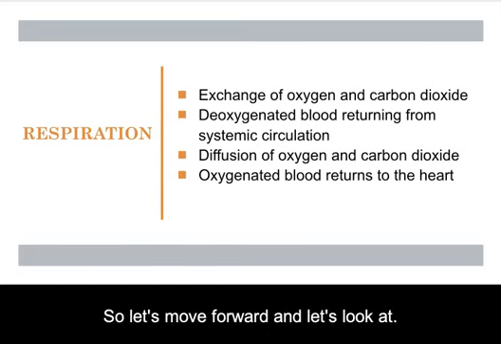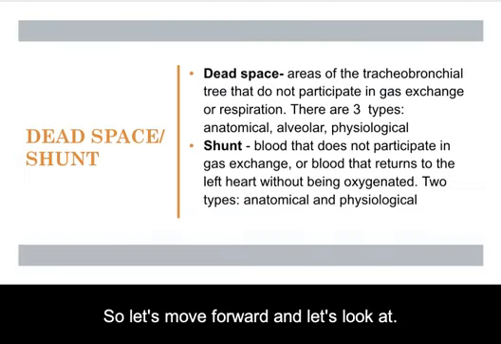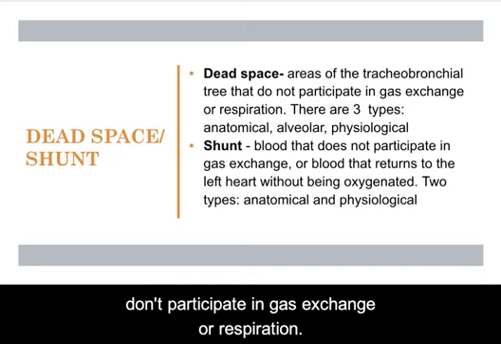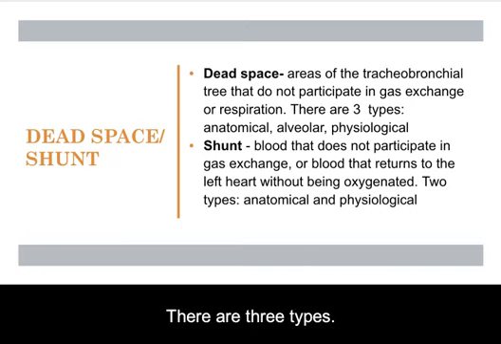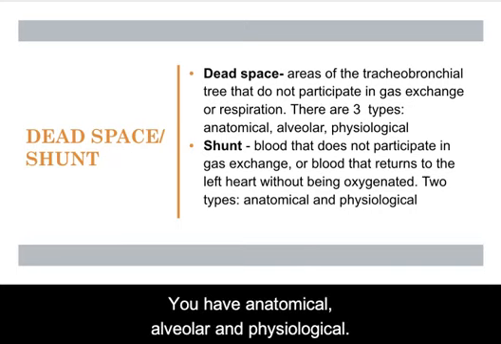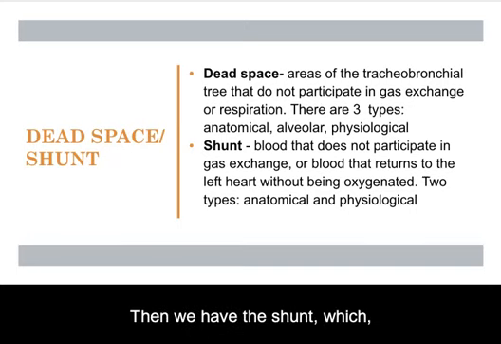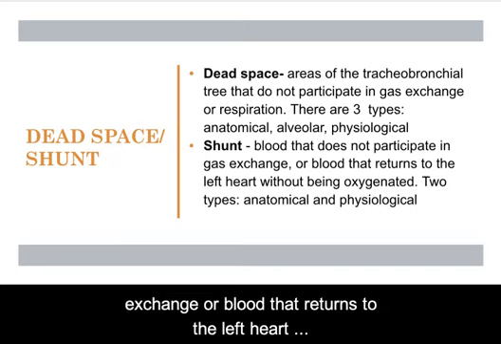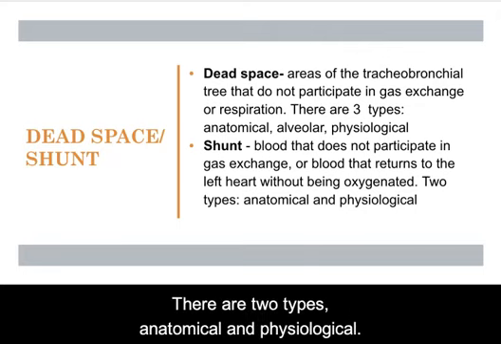So let's move forward and talk a little bit about dead space. What is dead space? These are areas of the tracheobronchial tree that don't participate in gas exchange or respiration. There are 3 types: anatomical, alveolar, and physiological. Then we have the shunt, which is blood that does not participate in gas exchange, or blood that returns to the left heart without being oxygenated. There are 2 types, anatomical and physiological.